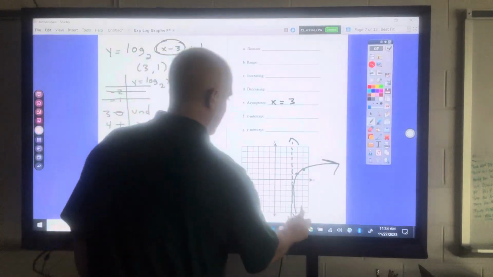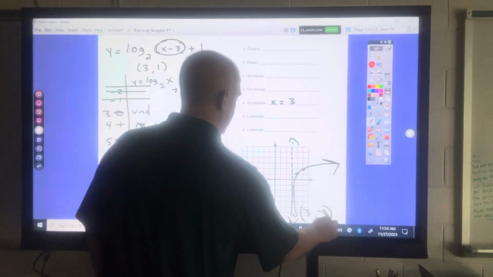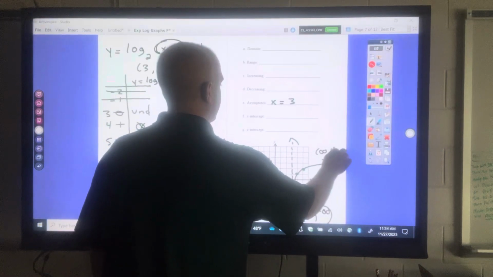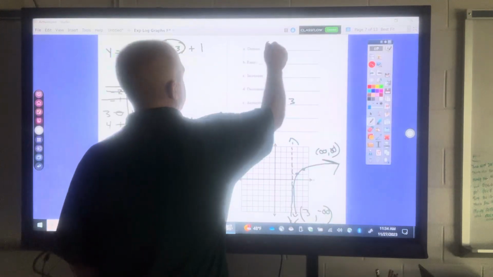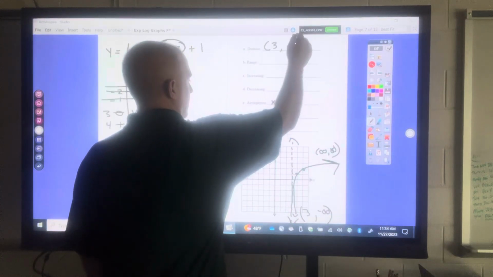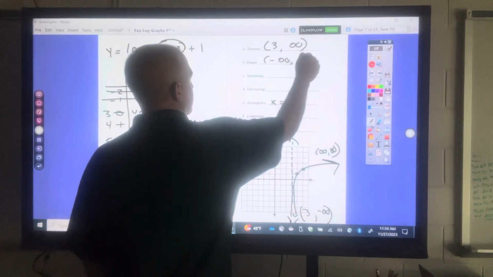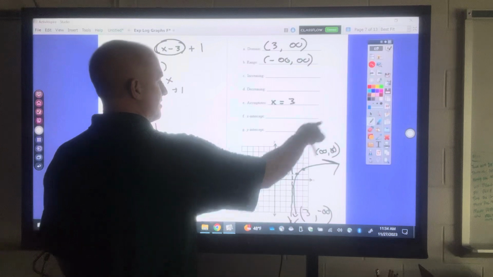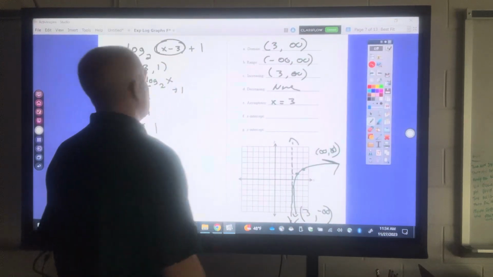So this is 3, negative infinity. This is positive, positive. And so my smallest x is 3. My biggest is infinity. My smallest y is negative infinity. My biggest is positive infinity. This is increasing the whole way, so 3 to infinity. It's not decreasing at all.